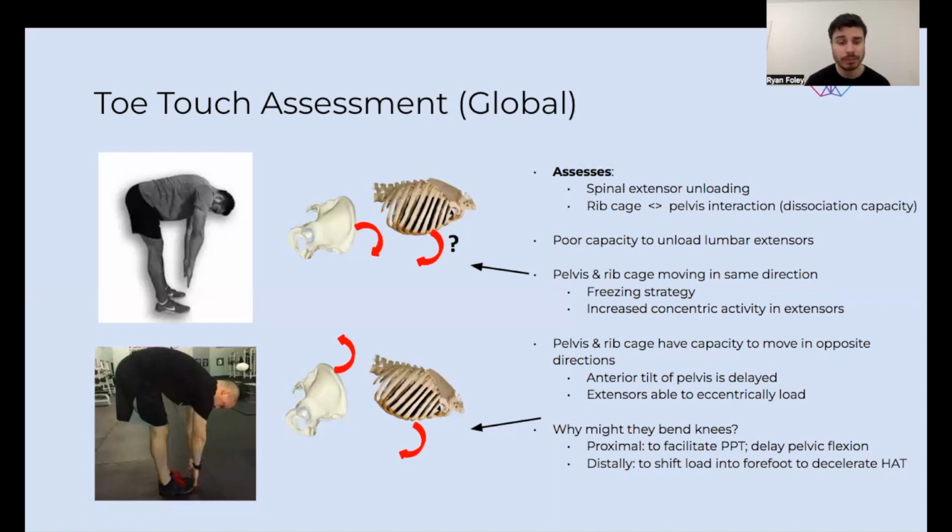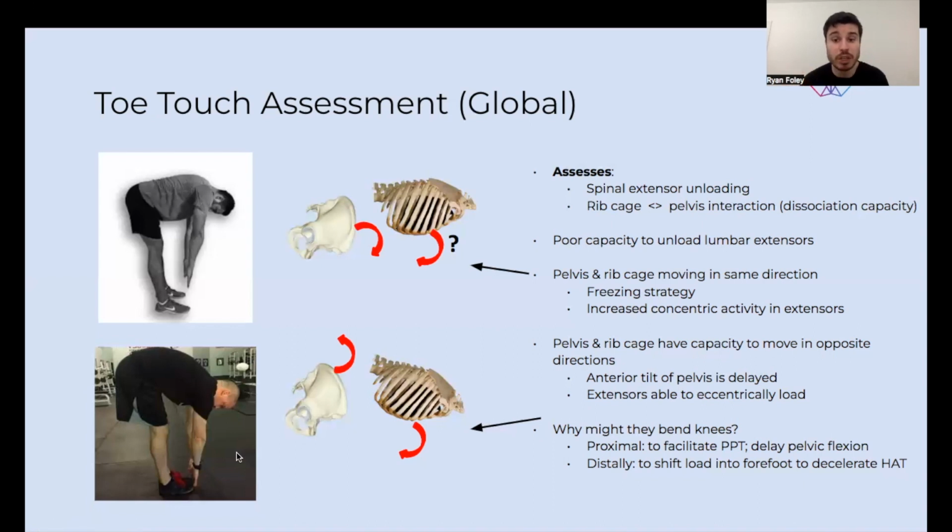And if we look at the guy on the bottom left-hand side, let's imagine that he was able to flex his ribcage early on, but delay the flexion of the pelvis to allow the lumbar extensors to relax. That would express more of a dissociation behavior between those two segments. But even in this guy's case, you could argue that the pelvis might not be able to flex very well. We're seeing a lot of lumbar flexion at the lumbar spine, maybe not a distribution of flexion across the whole spine. You could argue that.